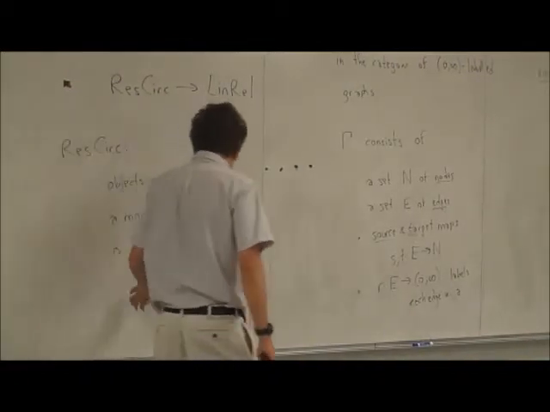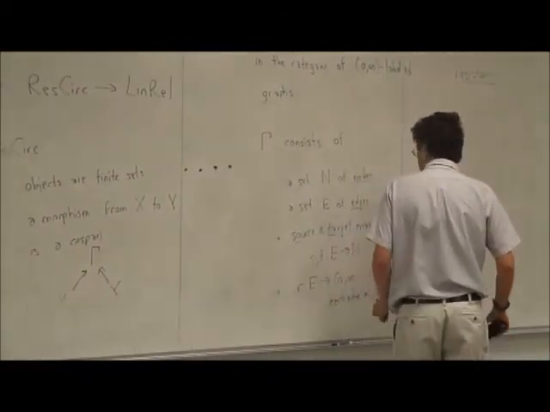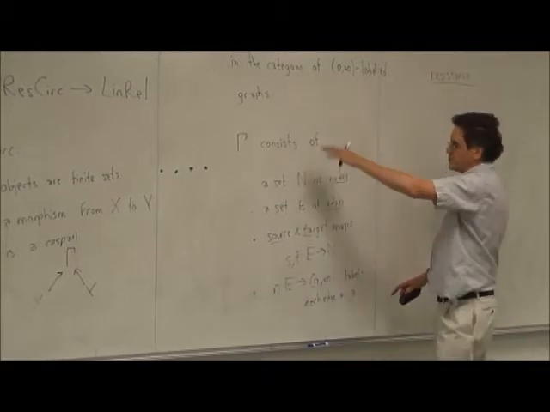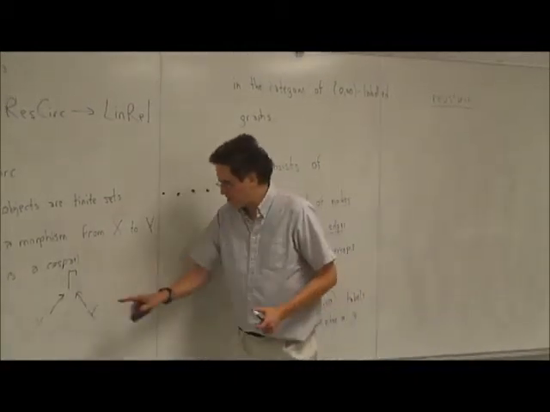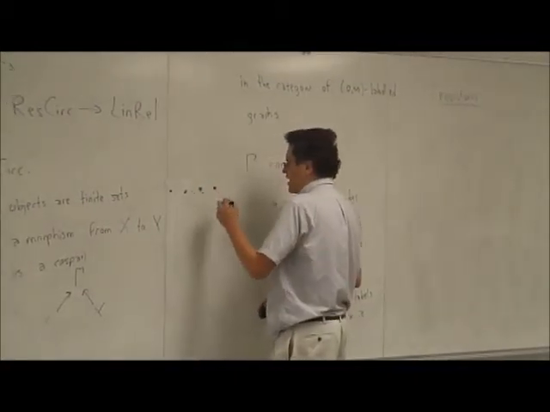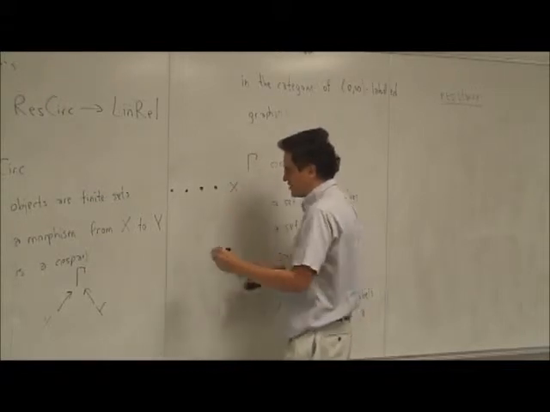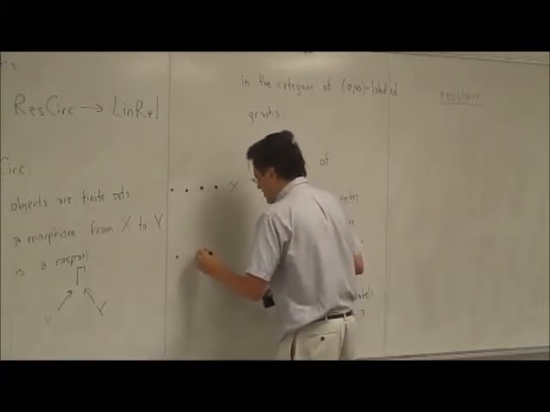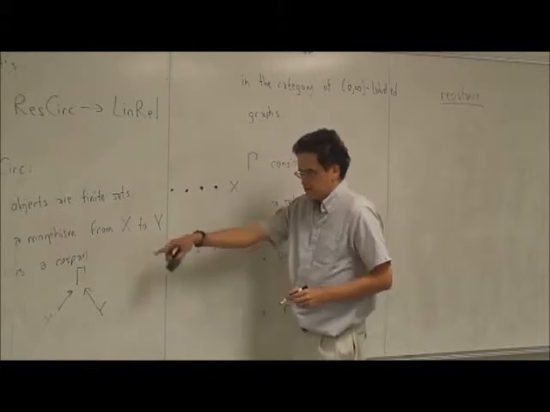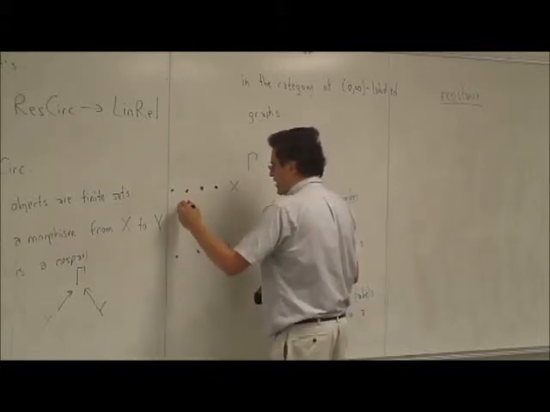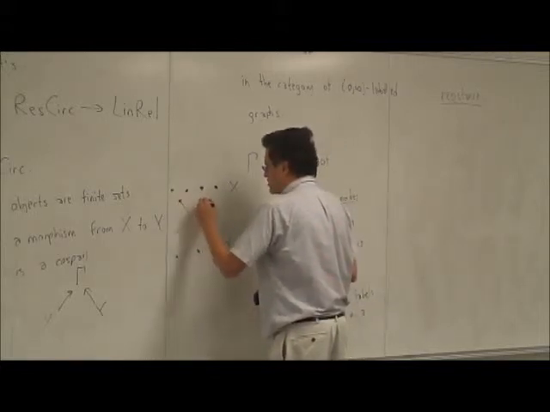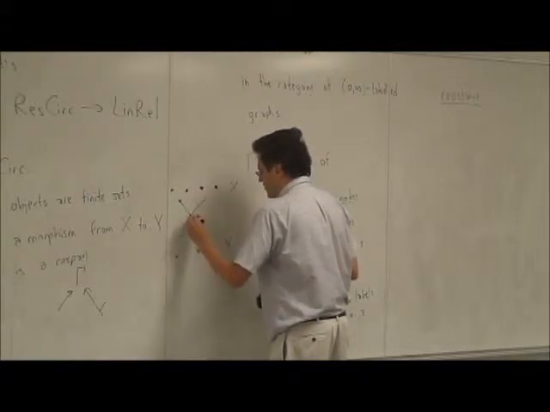So I described to you what a morphism between labeled graphs is, and that's what we've got here. But the picture you should have in mind is you've got this set X here, this set Y down here, and then the labeled graph itself, which could be sort of anything.